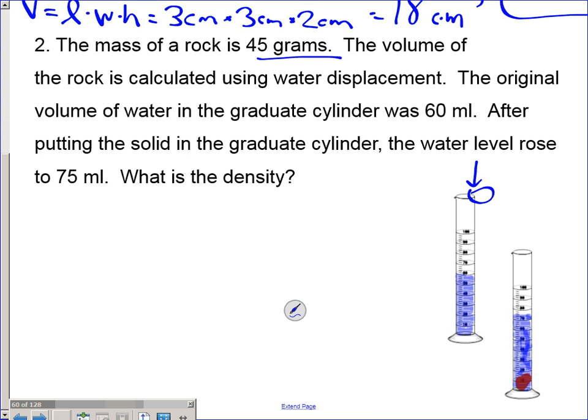Important, right? We're going to need that. The volume of the rock is calculated by doing water displacement. The original water was at 60 milliliters. After putting the solid in the graduated cylinder, the water level rose to 75. So, guys, what's the volume of our rock? 15, because you said final 75 minus the 60, and you said that was 15 milliliters.